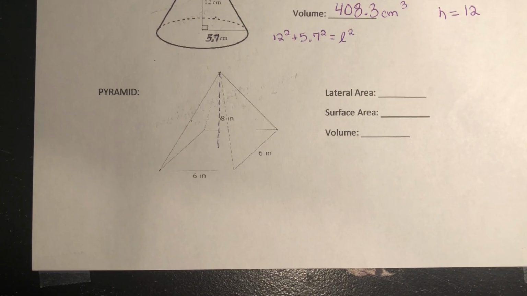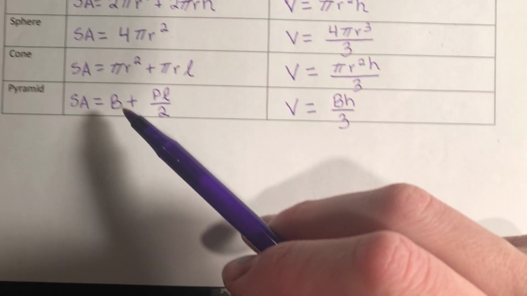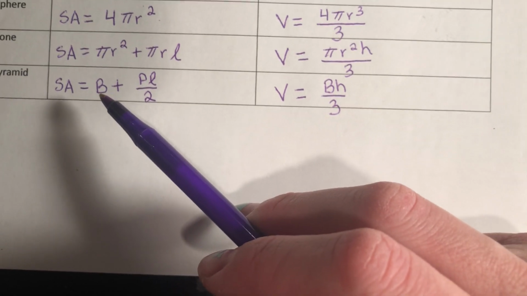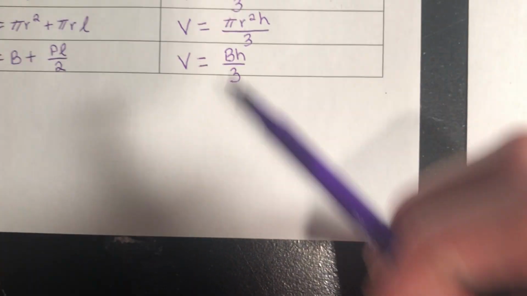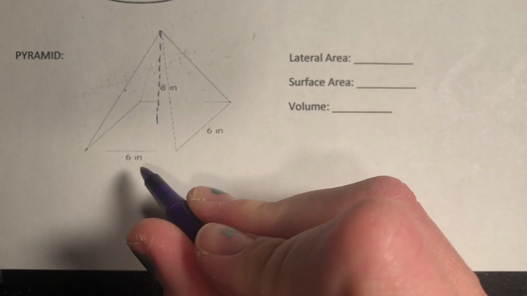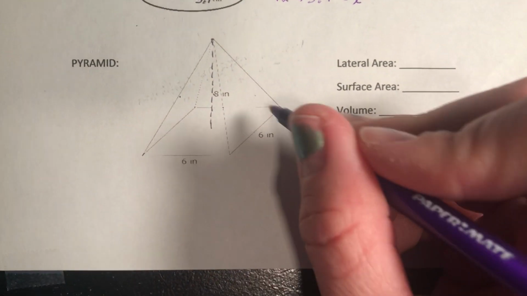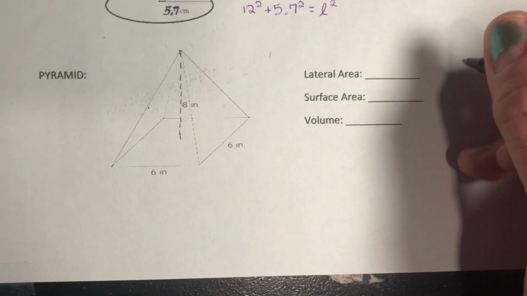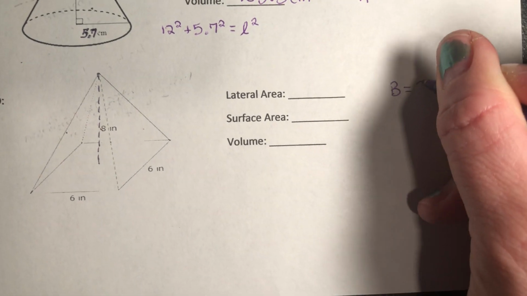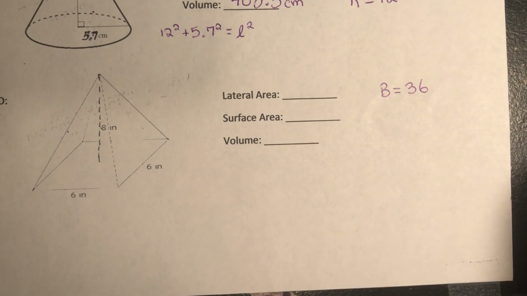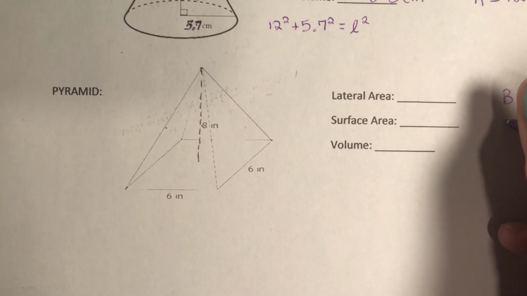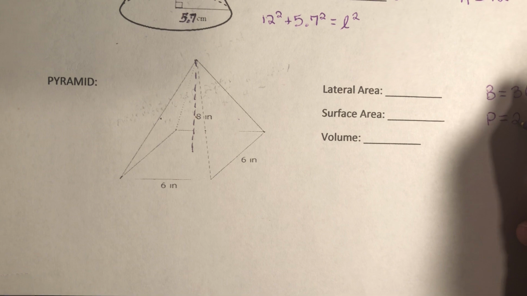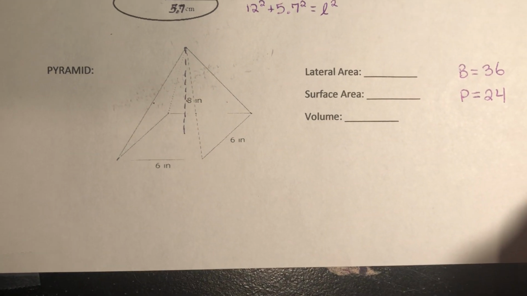And so we need to look at a couple of things here. For a pyramid, we're going to need area of the base. So depending on what the base is, we'll need to know that. Perimeter, slant height, and then height. So area of the base is going to be a square in this case, 6 times 6, which is 36. So our area of the base is 36. Our perimeter is then 6 plus 6 plus 6 plus 6, or 6 times 4. And so our perimeter is 24 inches.